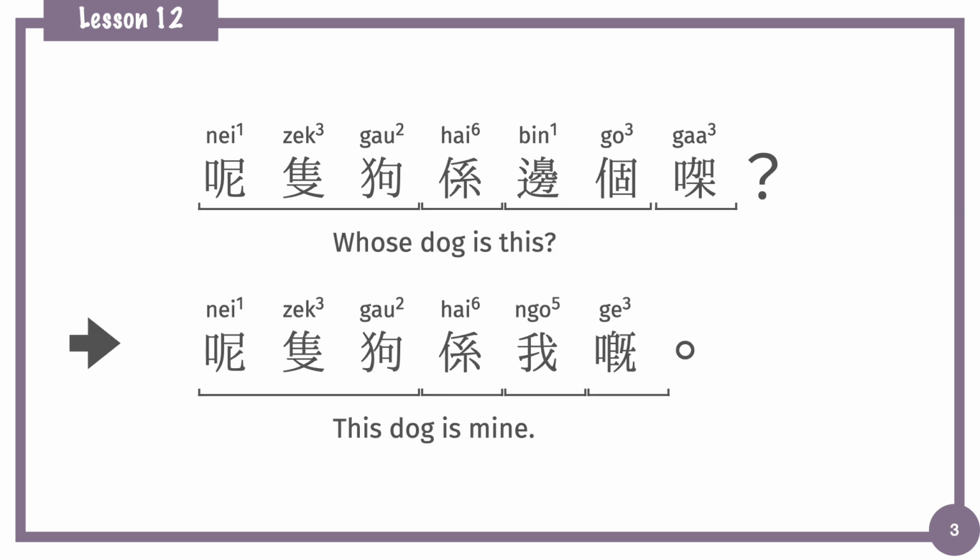Okay, so this sentence, 呢隻狗係邊個㗎? Whose dog is this? And 呢隻狗係我嘅. This dog is mine. For the answer, we also can change the tone word to 㗎. 呢隻狗係我㗎 shows a stricter tone than 呢隻狗係我嘅. If you are defending ownership and you want to defend in a polite way, it's better to use 嘅 instead of 㗎. Because sometimes when you use 㗎 as the tone word, the sentence becomes a little bit rude. So be careful.